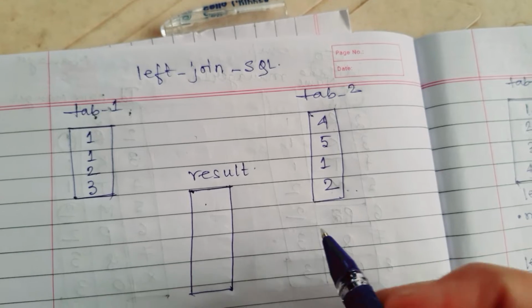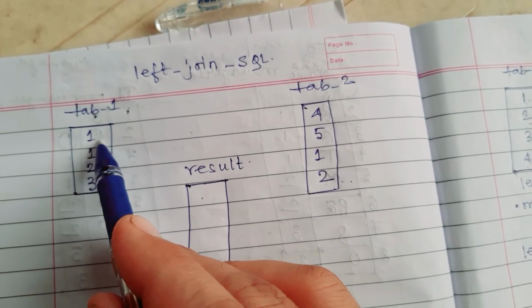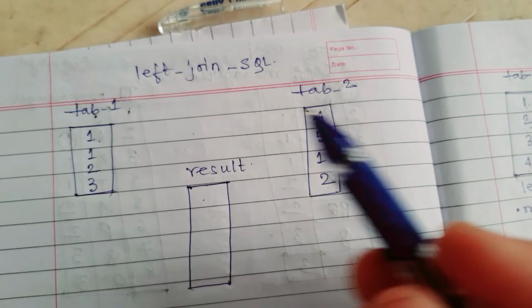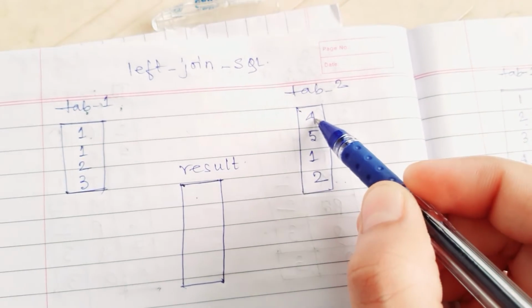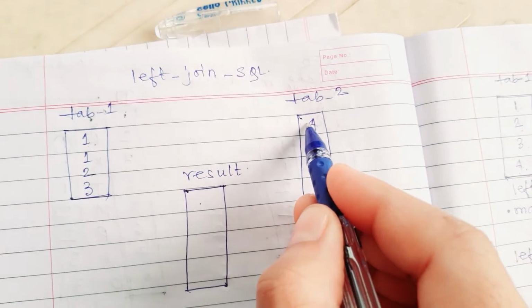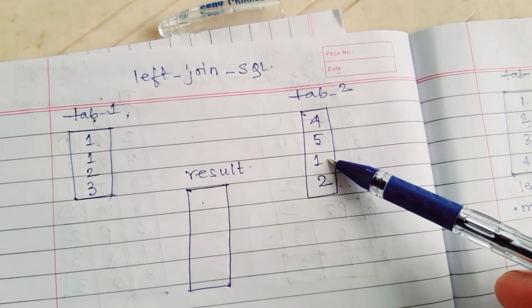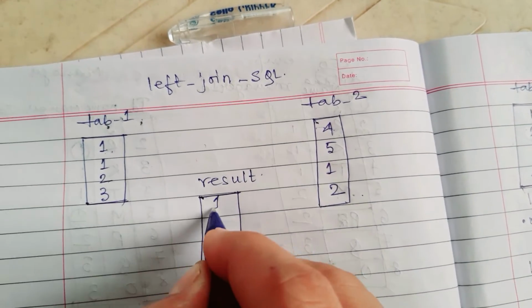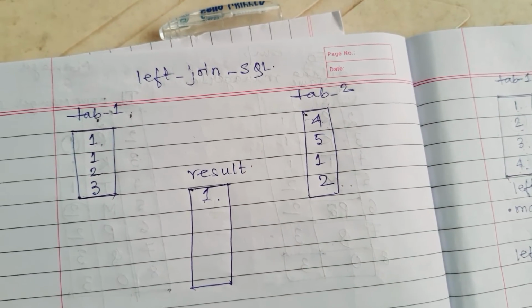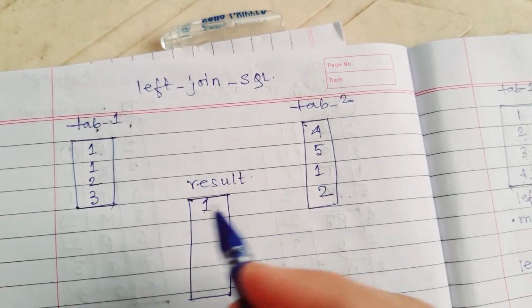So let's move on. I'm taking the first element of table 1 and mapping it with the first element of table 2. Is that equal? No. Is 5 equal? No. Is 1 equal? Yes. So that will take a place in the result table. Again, I am taking the last element and mapping it with the first element. They are not equal. Now I take the second element.